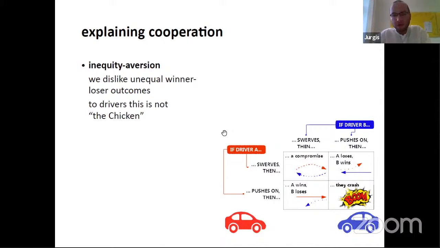So according to this view, drivers don't actually perceive their interaction as a game of chicken. This is because the drivers don't like the outcome in which they win and the other loses to the outcome where they go past one another safely and efficiently.